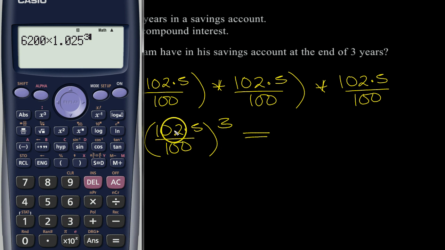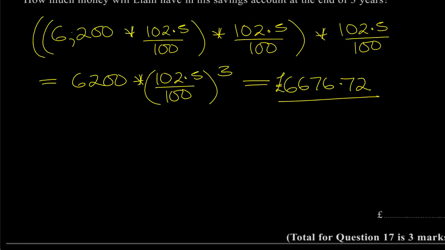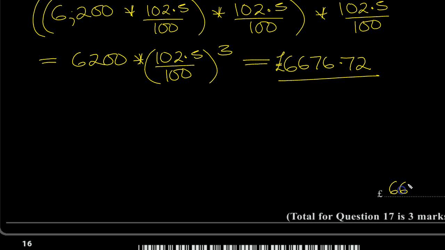Because this over 100, move it back twice, is 1.025. Power 3. And we get 6676 to the nearest penny is 72. 6676.72 pounds. So we need to put that down. 6676.72.